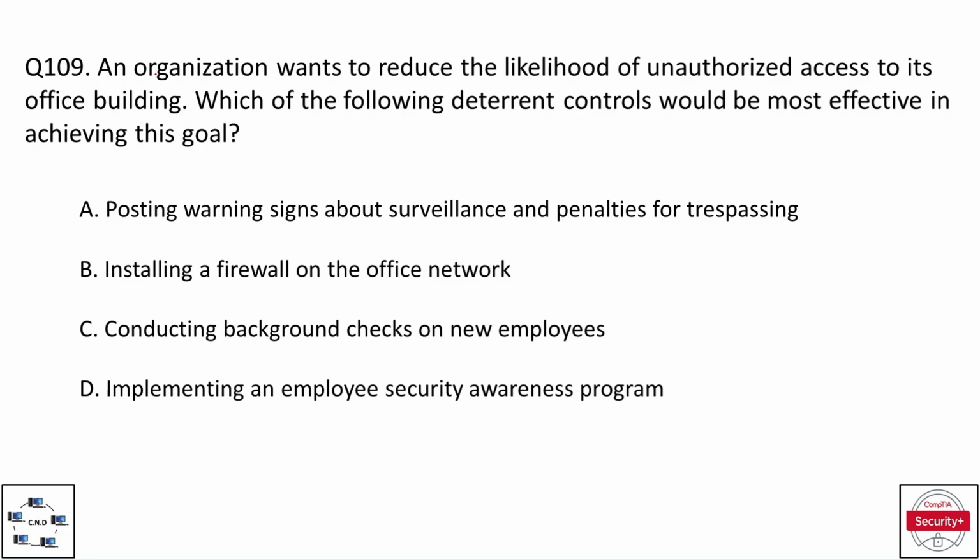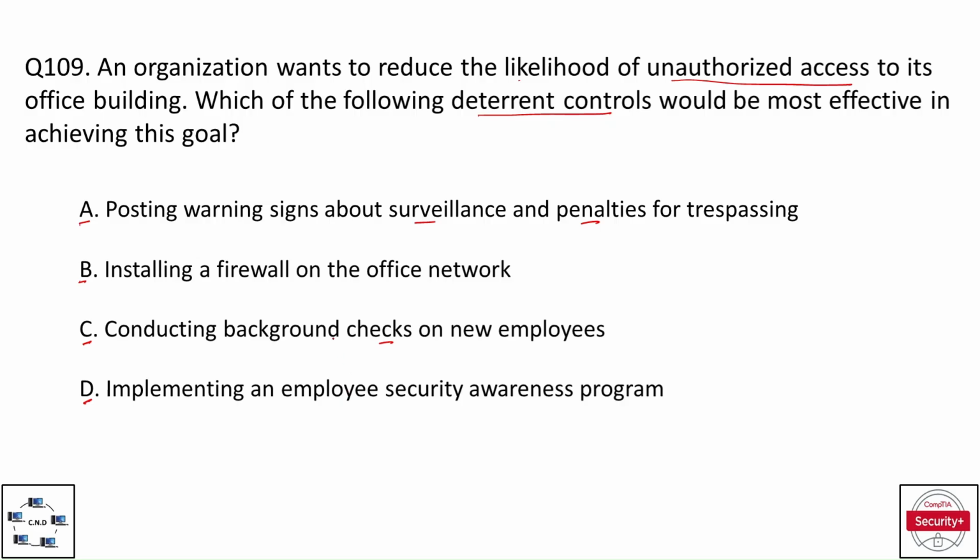Question number 109. An organization wants to reduce the likelihood of unauthorized access to its office building. Which of the following deterrent controls would be most effective in achieving this goal? And the options are: option A, posting warning signs about surveillance and penalties for trespassing. Option B, installing a firewall on the office network. Option C, conducting background checks on new employees. And option D, implementing an employee security awareness program.